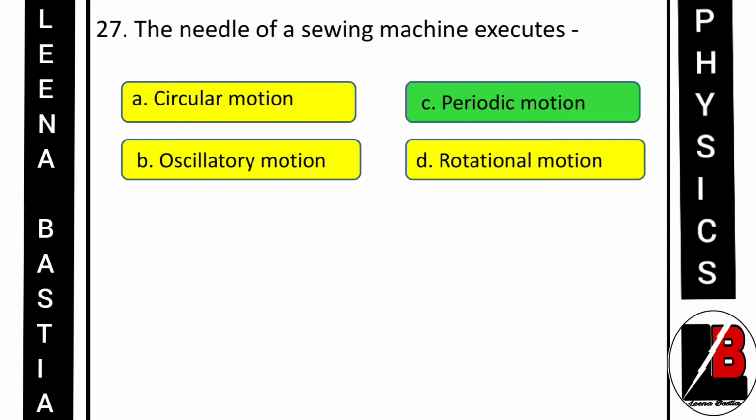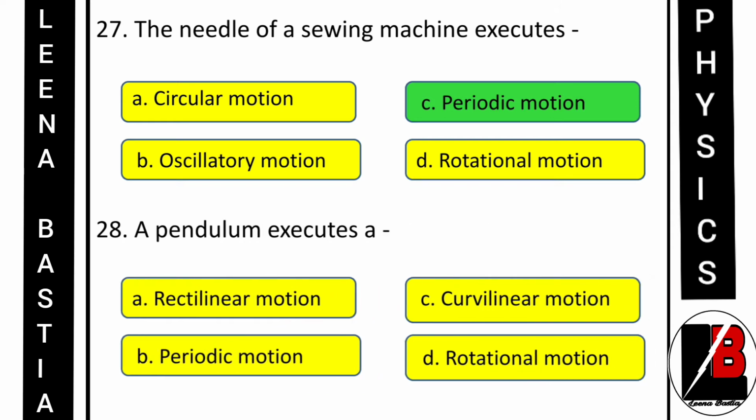Okay. So next 28, a pendulum executes rectilinear motion, periodic motion, curvilinear motion, rotational motion. These are the four options. What it will be? It is periodic motion. It is supposed to be oscillatory motion, but here the option is not given, so it will be periodic motion. As you all know, all oscillatory motions are periodic motions, right?